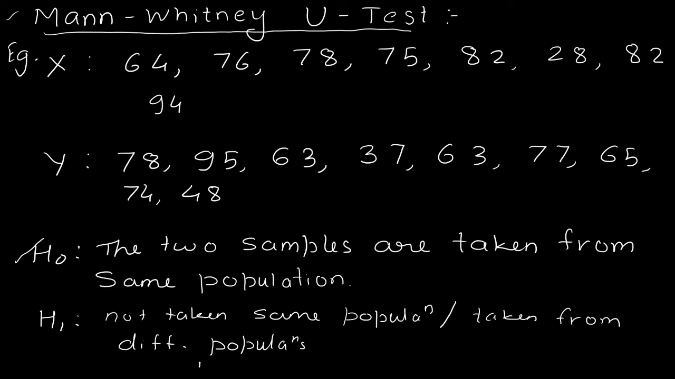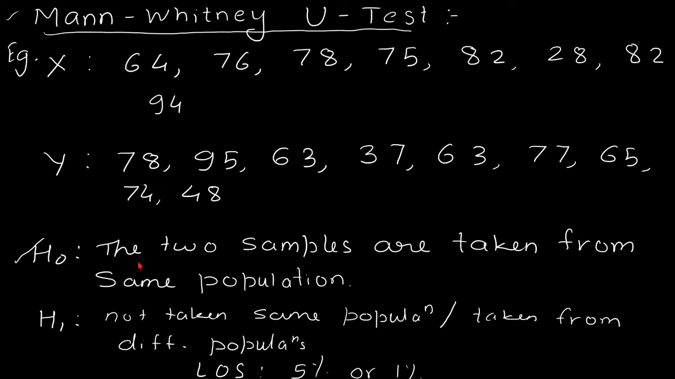Now H naught is done, H1 is done. The next step is setting up my level of significance. In this case nothing is mentioned, therefore 5% or 1%, we will check at both. These are the basic steps which we repeat in all the cases. Now from here the problem starts.